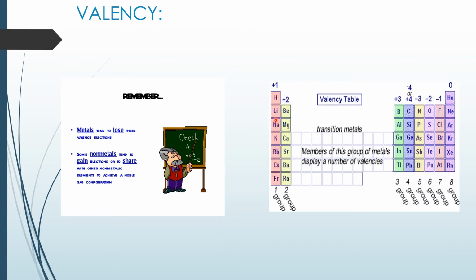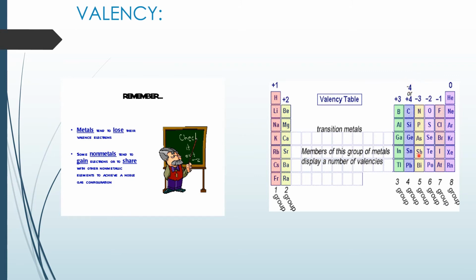See this table. The alkali metals lose 1 electron, so their valency is +1. The alkaline earth metals lose 2 electrons, so their valency is +2. The boron family also loses 3 electrons, so their valency is +3. The carbon family can lose or gain electrons, so their valency is +4 or -4. If they lose electrons, the valency is +4. If they gain electrons, their valency is -4.